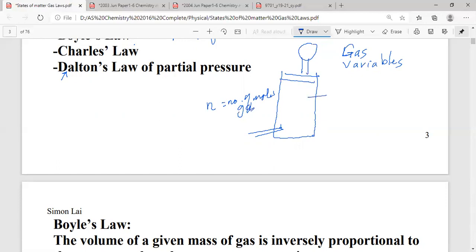Secondly, of course, it will occupy volume, because gas occupies volume. Thirdly, because the particles hit against the wall, they create a pressure. Secondly, of course, the temperature will affect it. The higher the temperature, the more the particles will hit.